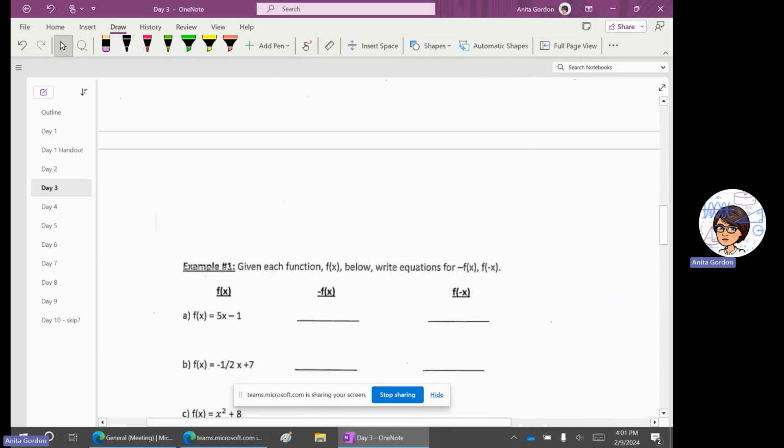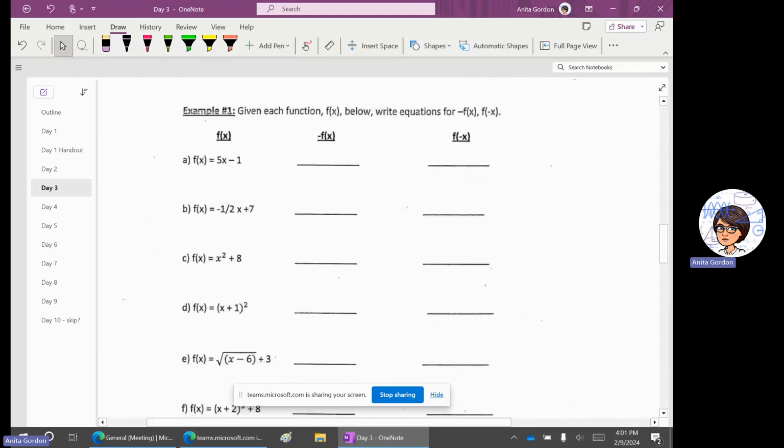so that you can see the difference in what the original looks like compared to the other reflections. Here we are putting the negative on the outside, meaning y goes to negative y. So this is my upside down. And here we are replacing x with negative x because the negative is on the inside. So x, replace it with negative x. So this one is going backward.